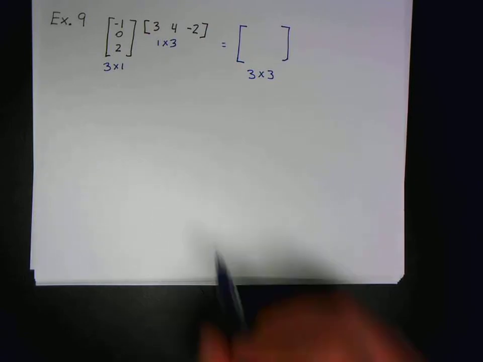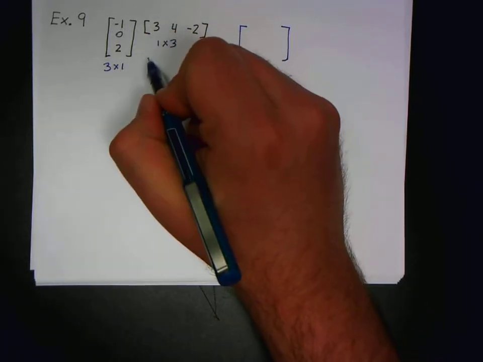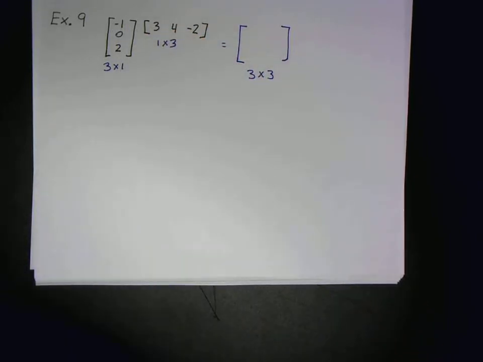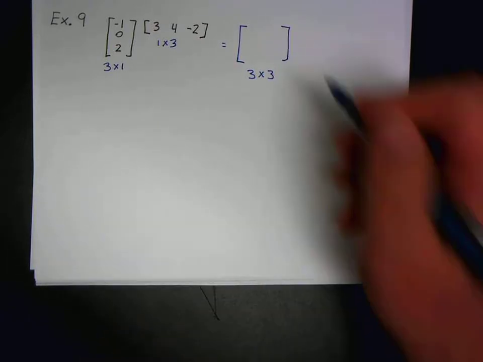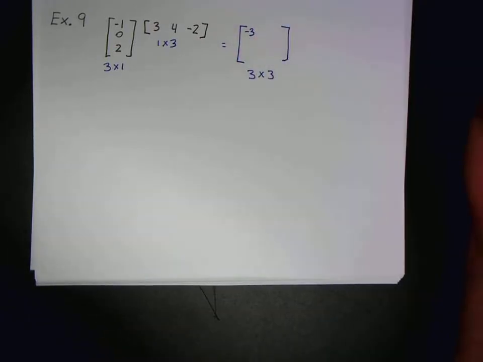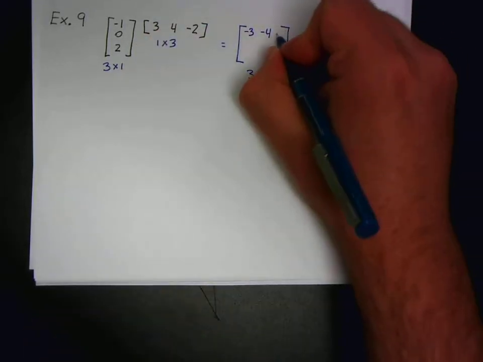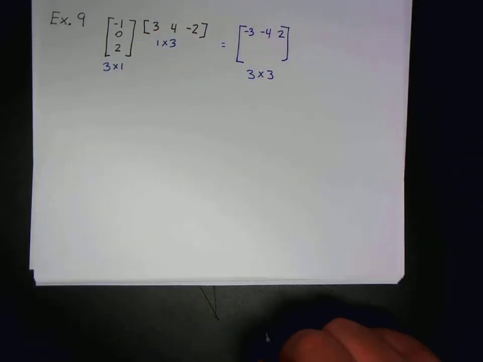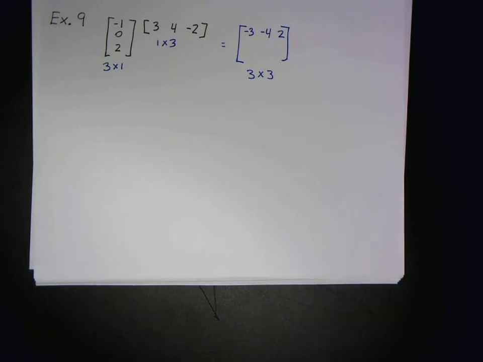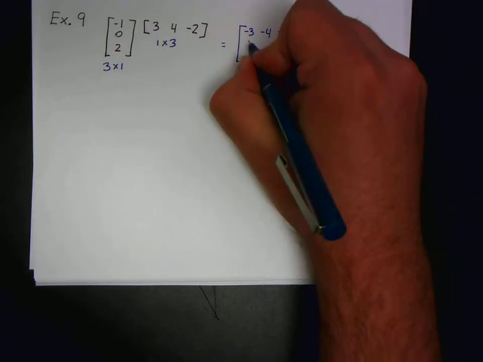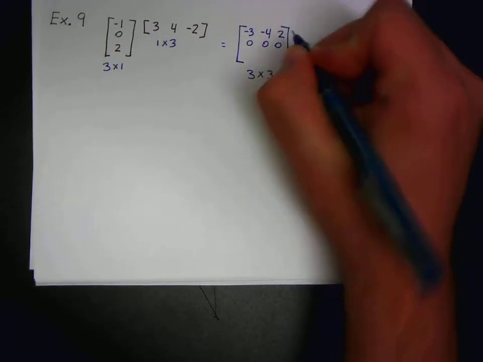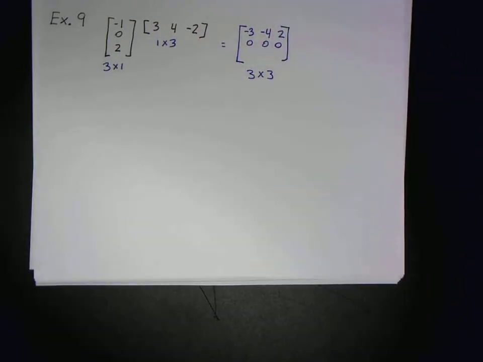So my first thing is going to be -1 times 3. But I only have one element times one element, so I don't have to do any addition. So -3, -4, 2. So I took the first row times each of those columns. Now I take the second row times each of those columns. Now I take the third row times each of those columns.